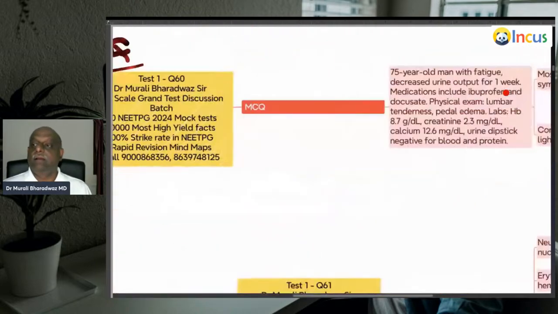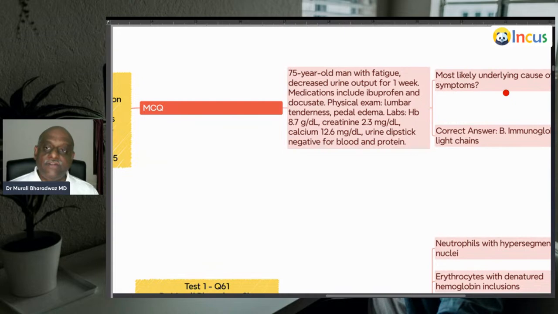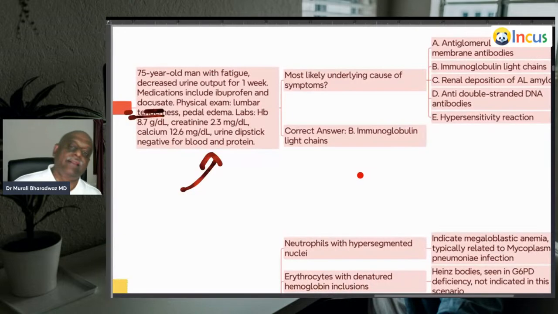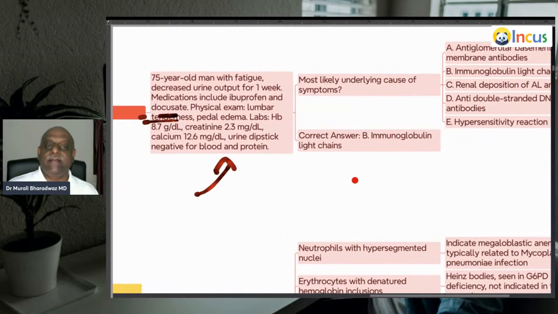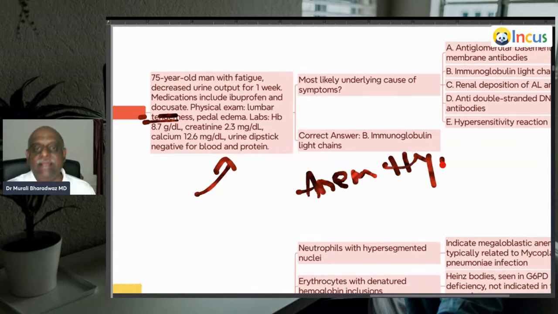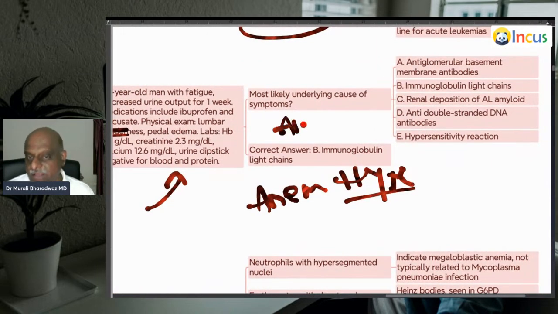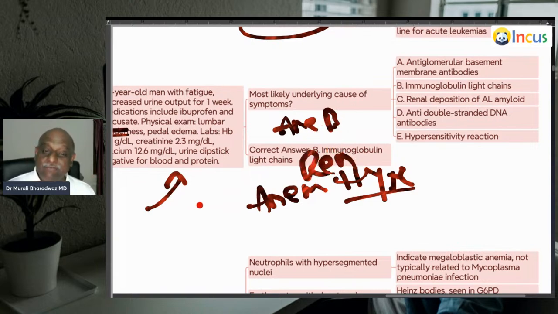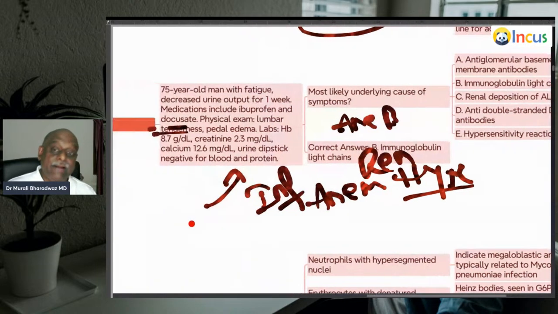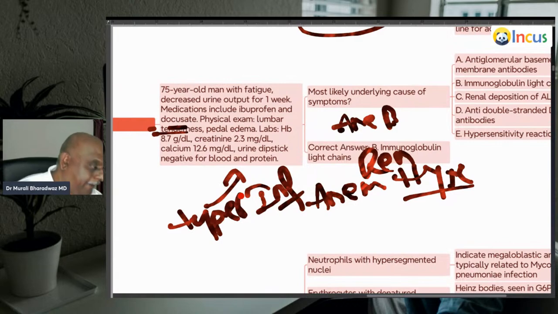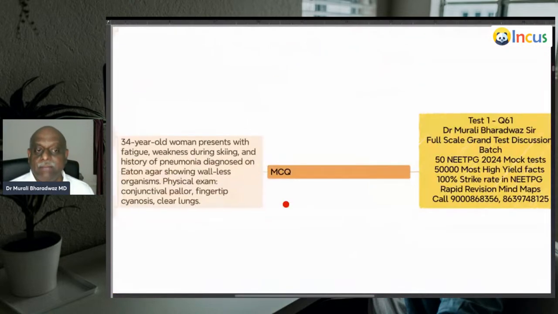Now, doctor, 75-year-old with fatigue, receiving ibuprofen, docusate, lumbar tenderness is there, urine dipstick is negative for blood and protein. So typically severe lumbar tenderness, pedal edema, creatinine elevated, hemoglobin is low, anemia is there, hypercalcemia is there, is classical of multiple myeloma. Multiple myeloma presents with anemia, bone pains, lytic lesions in the calvarium, renal failure, infections, hypercalcemia. These are all the features of multiple myeloma is what you need to remember.